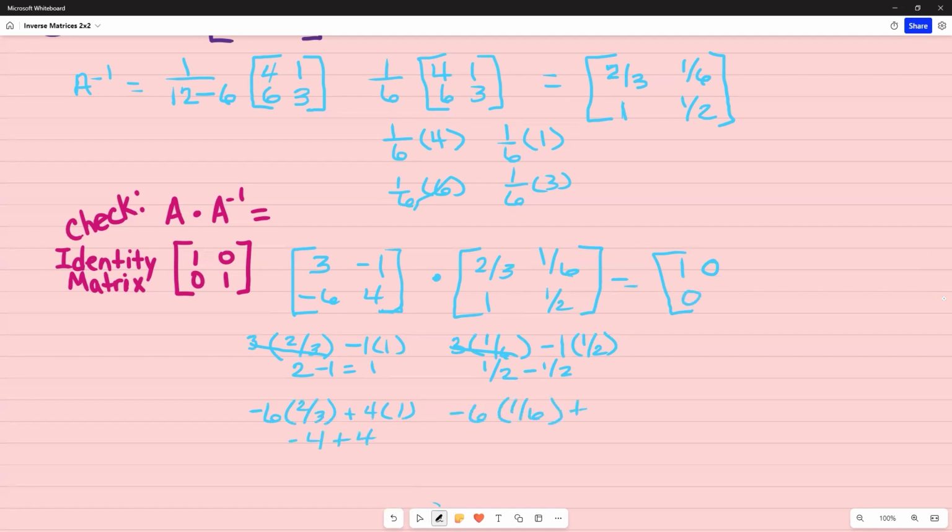Negative 6 times 1/6 plus 4 times 1/2. Simplified, negative 6 times 1 is negative 6, divided by 6 is negative 1. And then 4 times 1 is 4, divided by 2 is positive 2. Negative 1 plus 2 is positive 1. So I can see that, yes, I did end up with my identity matrix. So that original answer is actually my inverse.